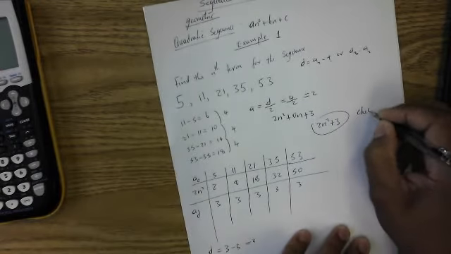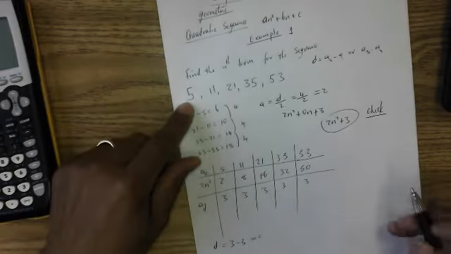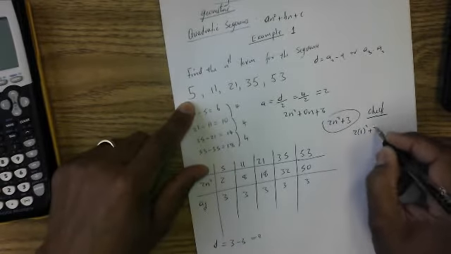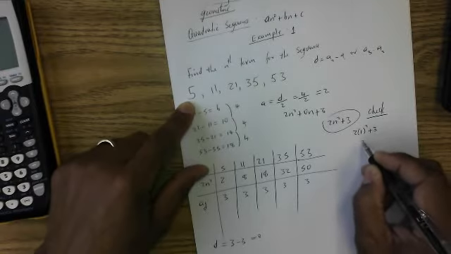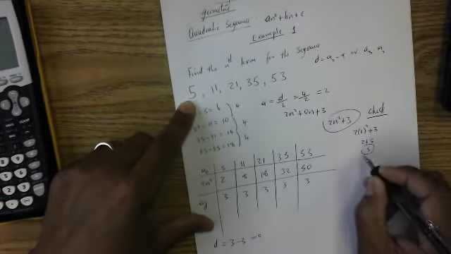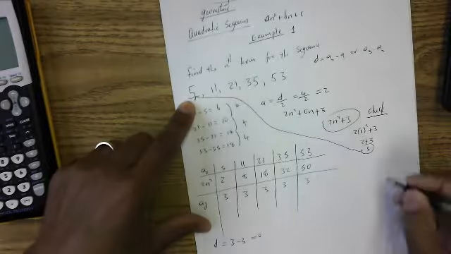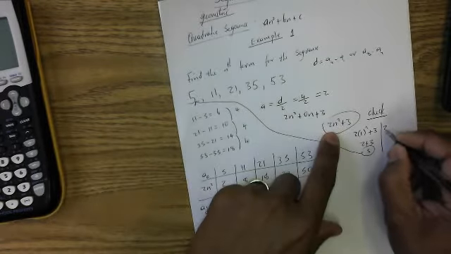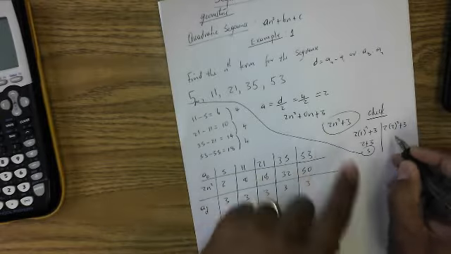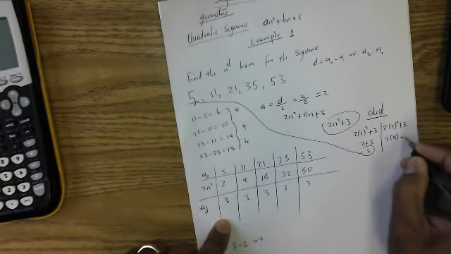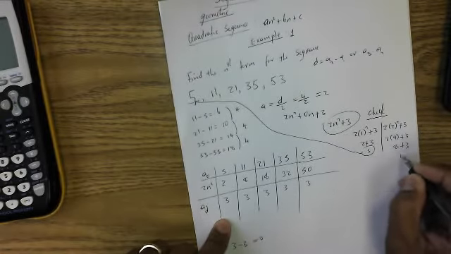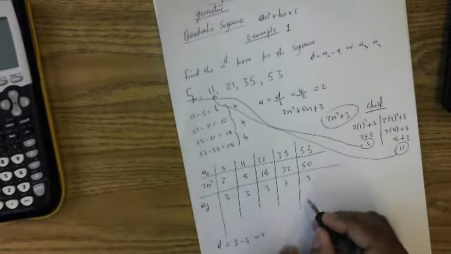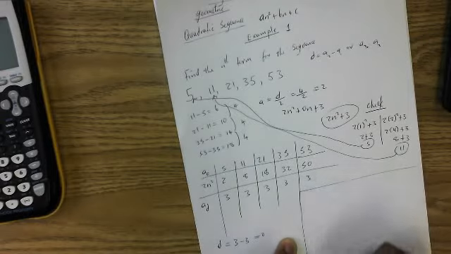Let's check it. Remember that for the first term n is 1, so this would be 2 times 1 squared plus 3. 1 squared is 1, 2 times 1 is 2, plus 3, that is 5. This is our first term. Let's verify it over here. For the second term n is 2, so this would be 2 times 2 squared plus 3. 2 squared is 4, so that's 2 times 4 plus 3, that is 8, plus 3, that is 11, which is the second term here. So it's verified. Now let's see how we use the calculator for this part.